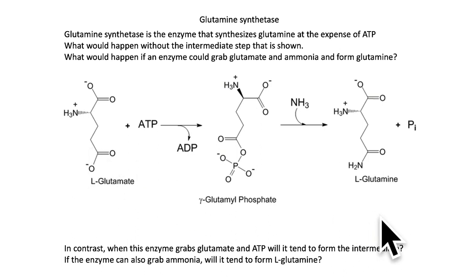Why is that? Because glutamate has a carbon-oxygen bond, versus in L-glutamine, you have a carbon-nitrogen bond. Nitrogen is less electronegative than oxygen, so this was a reduction. Glutamine is higher in energy than glutamate. So how do you get there?